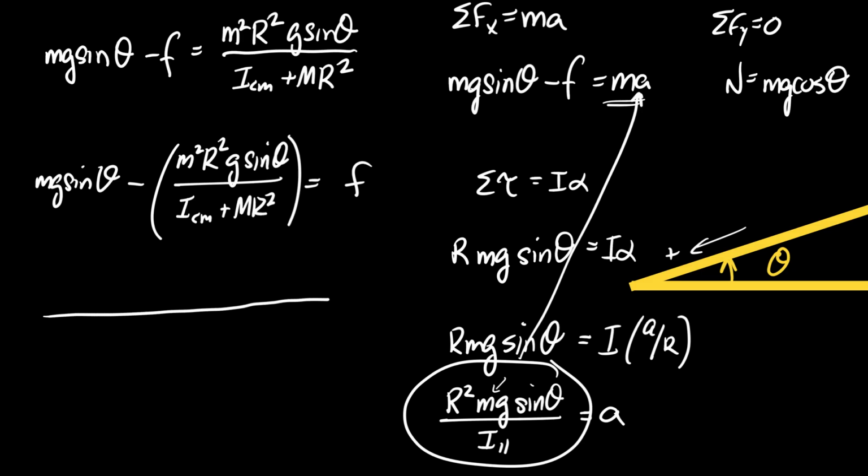I'm drawing a big line there because I'm just going to put I center of mass plus m r squared here. And I know I'm going to have this minus m squared r squared g sine theta. But I got to multiply all of this times this. You guys know how to get common denominators, right? So you see what I'm doing, right? Multiplying top and bottom of a fraction by the same thing.